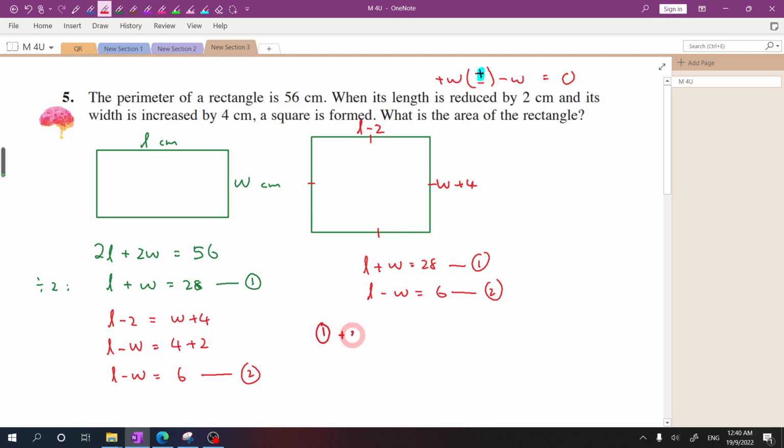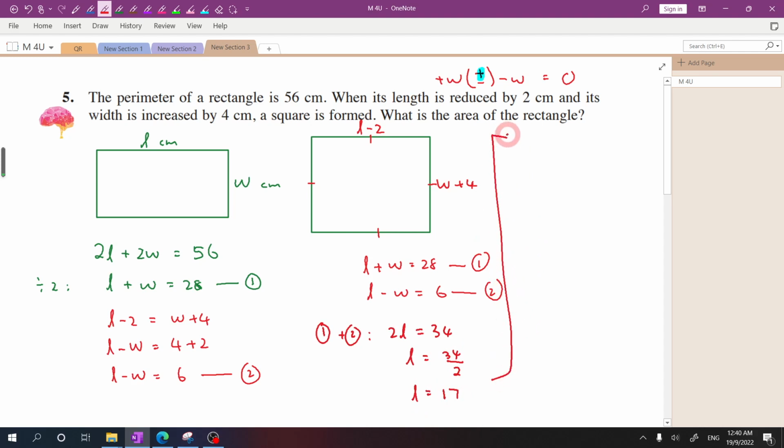First equation plus the second equation. L plus L, you will get 2L. Positive W plus negative W, you get 0W. We have successfully eliminated the W. So this plus together, you will get 34. L will be equal to 34 divided by 2. L is equal to 17.